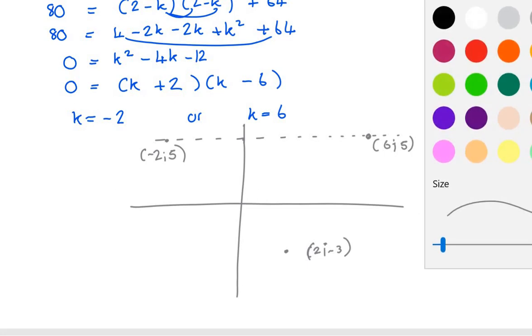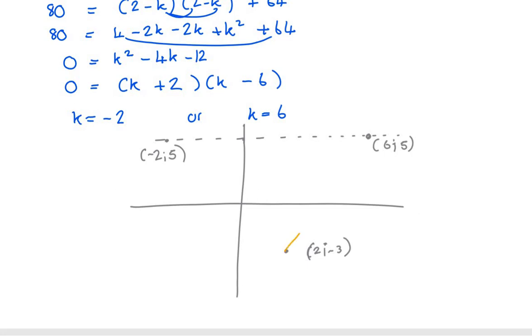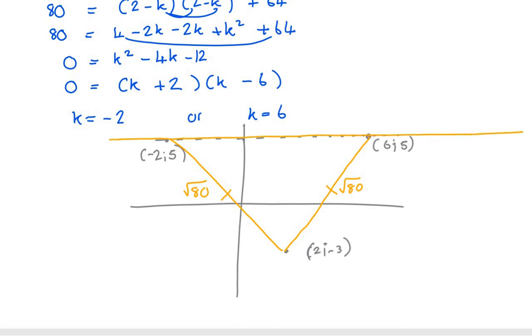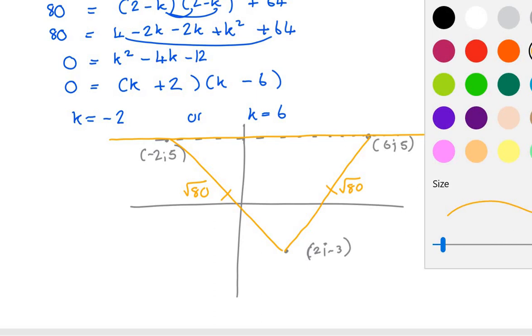Now, what's actually happening is that you could go root 80 that way, or you could go root 80 that way. So basically, it's like a little isosceles triangle, and that's why there's two values. Because yes, the y value had to be 5, so the point had to be somewhere on that level, but I could go left to that level, or I could go right to that level. And so that's why there were two answers. It's always nice to see a picture of what's going on.